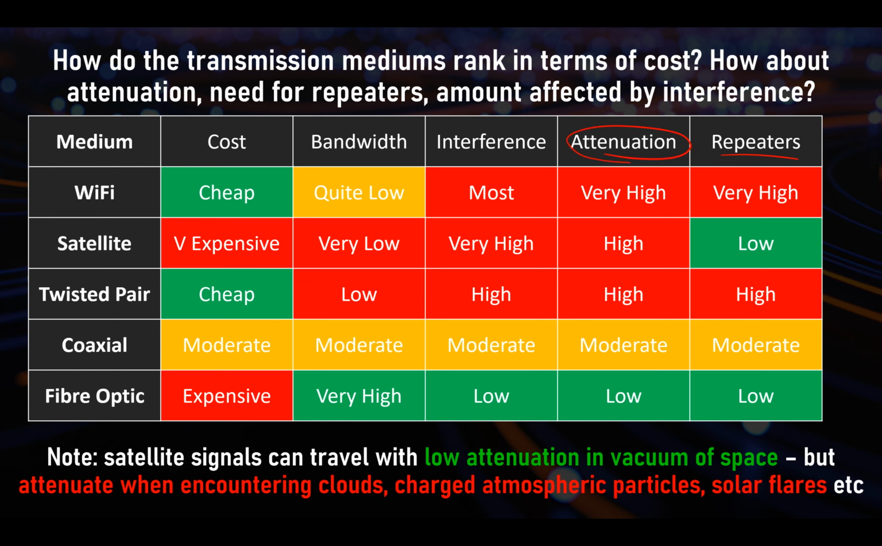If we say satellite, the cost is very expensive. The bandwidth of an individual satellite is okay, but since you're sharing that between thousands or millions of people, it's going to be very low. If you're talking about your phone connection, it's going to be slower than, for example, your home Wi-Fi. Interference is quite high.